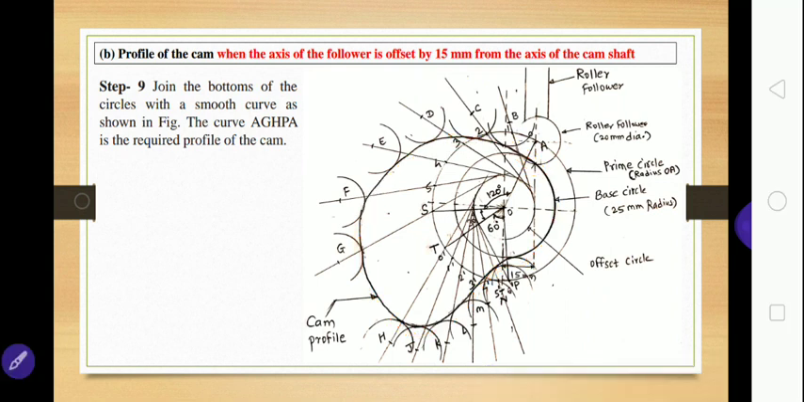So understand the procedure for how to draw the cam profile whenever there is no offset and whenever there is offset in the roller follower. There are just a few differences in steps between the knife edge follower and the roller follower. Just understand these steps so that you can draw the cam profile easily. These problems are very simple, and you have to draw them on the sheet. You need not write these steps, whatever steps I have written here. You just have to plot the velocity diagram and cam profile.